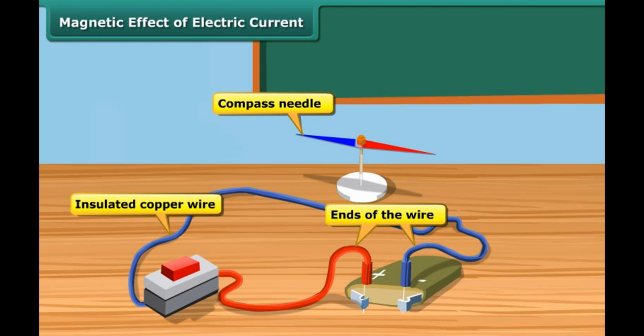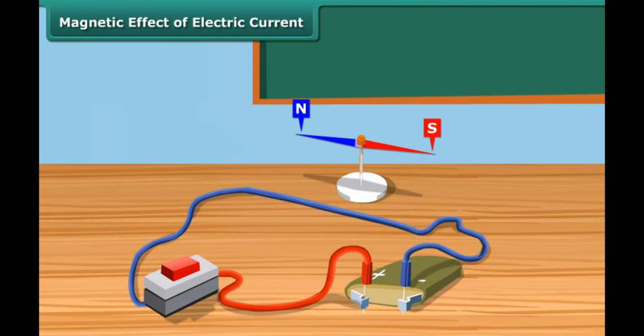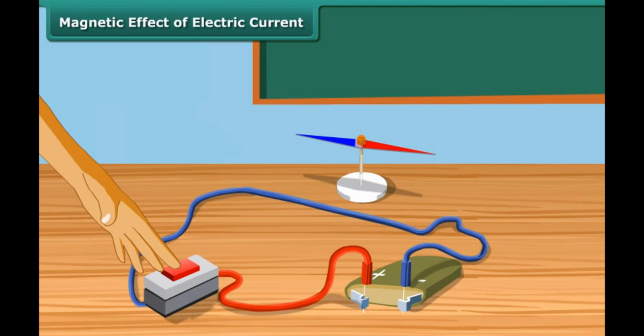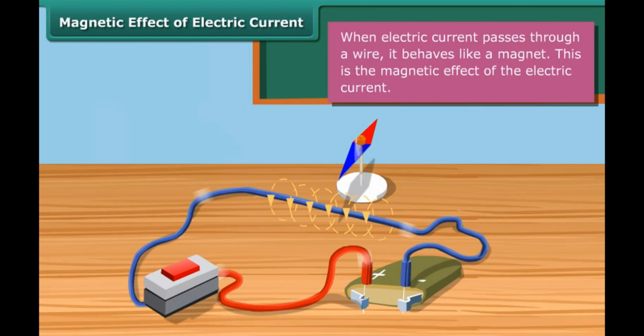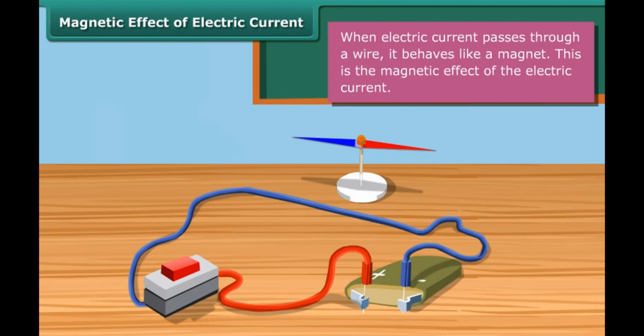When no current is flowing in the wire, the magnetic needle is parallel to the wire and points in the usual north-south direction. The needle gets deflected from its north-south position when current is passed through the wire. When electric current is switched off, needle returns to its original position. This shows that an electric current produces a magnetic field around it.